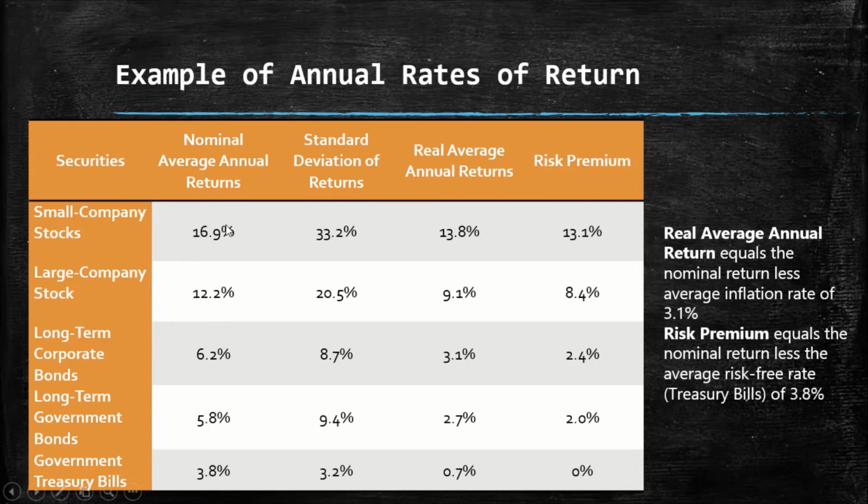So, like I said, you subtract your given inflation rate from your nominal average annual return. So, in this case, 16.9% less 3.1%, you will get 13.8%.